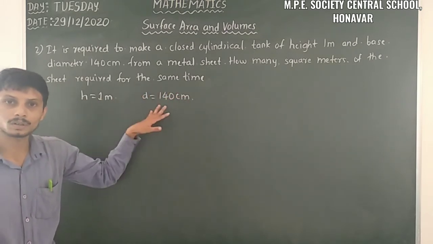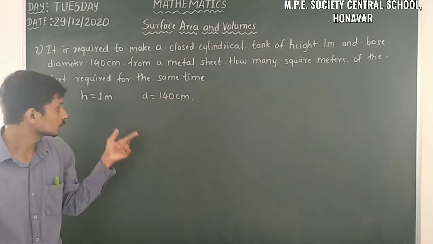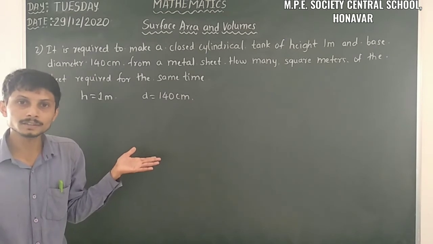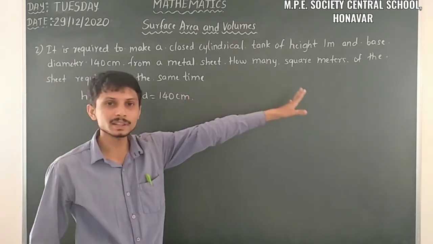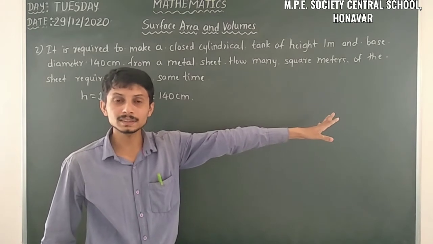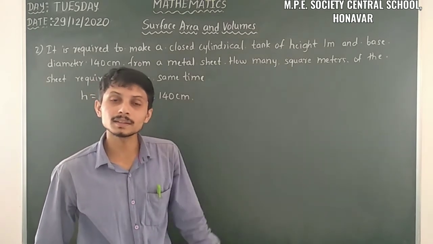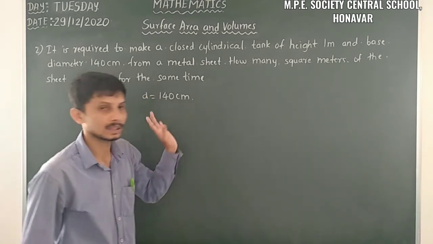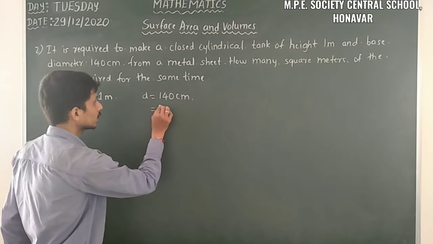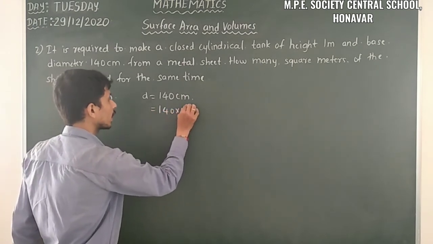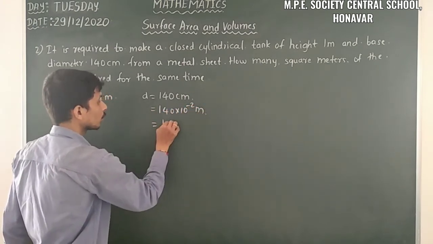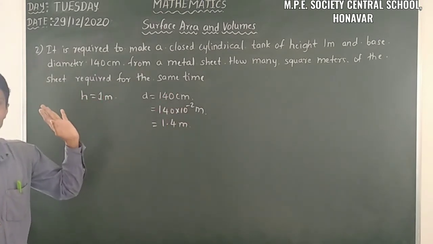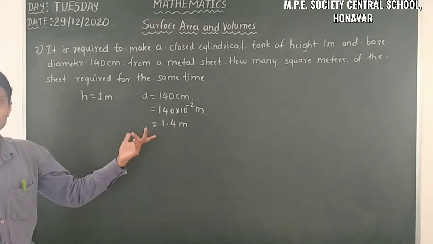Here we have centimeter, and here we have meter. So we can convert one of them. But which one can we convert? Just observe, 1 meter we have, so we can write 100 centimeter, and it is easy to solve. But here, just observe, how many square meters. That means we need the answer in meter square only. So it is better to convert the centimeter. That is 140 into 10 raised to minus 2 meter is equal to 1.4 meter. 1.4 meter diameter we have.